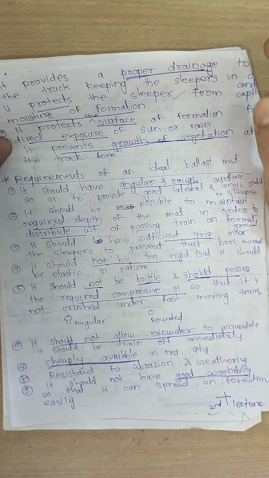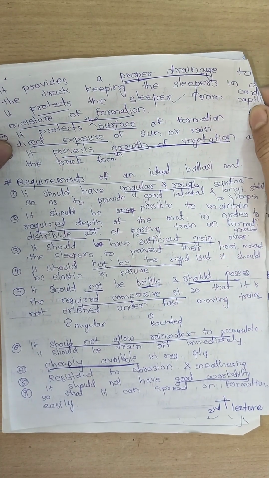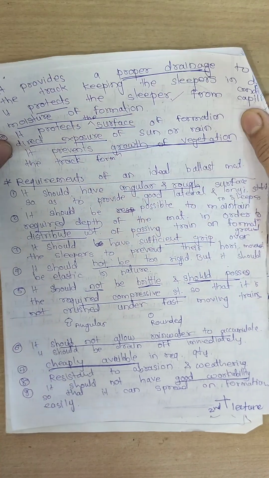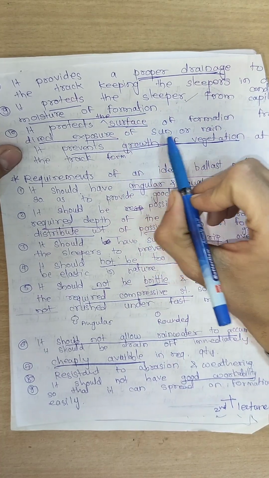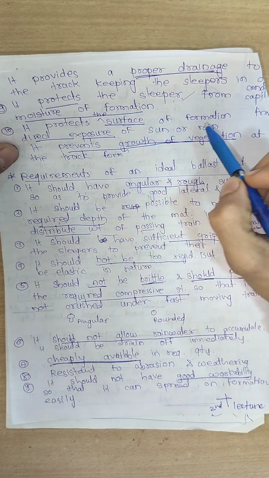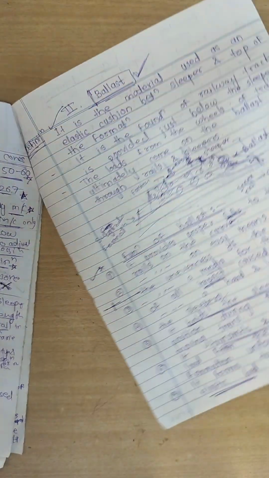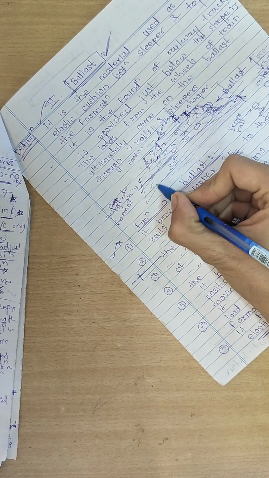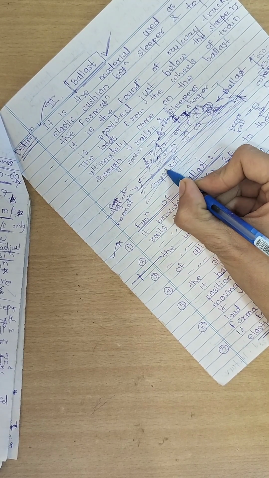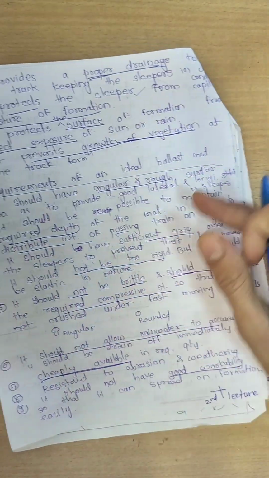Next function of the ballast is it protects the sleepers from capillary moisture formation. Next, it protects the surface of the formation from direct exposure to sun and rain. As you can see, our formation is nothing but soil, compacted soil we can say. So the ballast acts as a protective layer for our compacted soil.